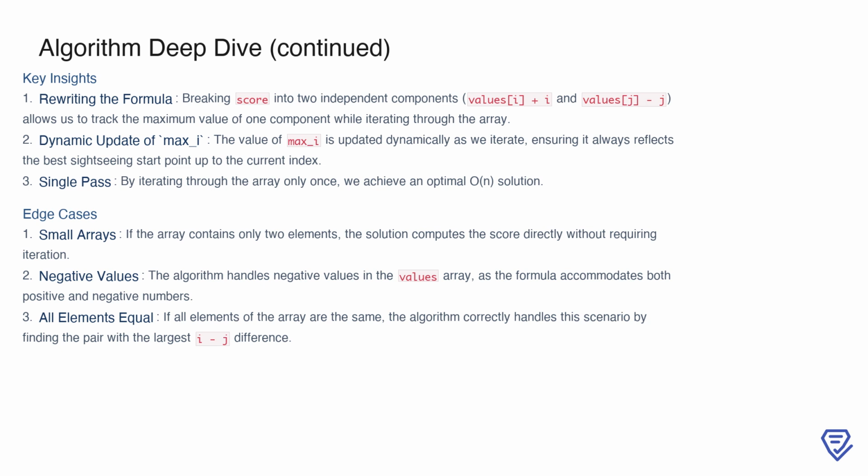Additionally, this method handles edge cases such as small arrays, arrays with negative values, and arrays where all elements are the same. For example, in the case of small arrays, we compute the score directly without iteration. If the array contains negative numbers, the formula still works as intended, and for arrays with equal elements, the algorithm correctly identifies the pair with the largest index difference.